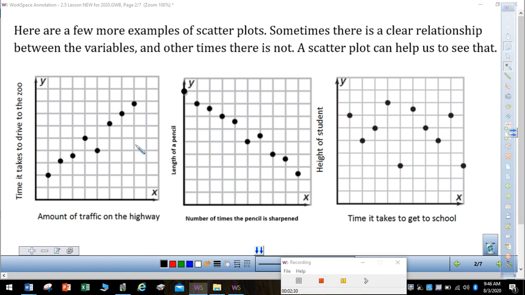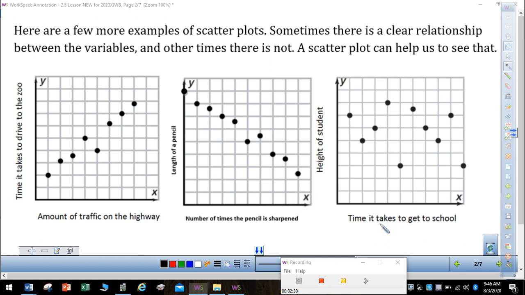The next situation here involves the number of times that a pencil is sharpened compared to the length of a pencil. Notice how we have kind of an opposite pattern here. The points are going down because the more times you sharpen your pencil, the shorter the pencil will be.